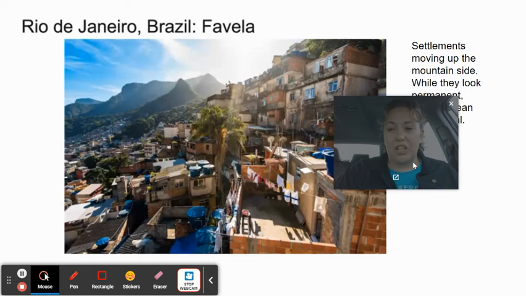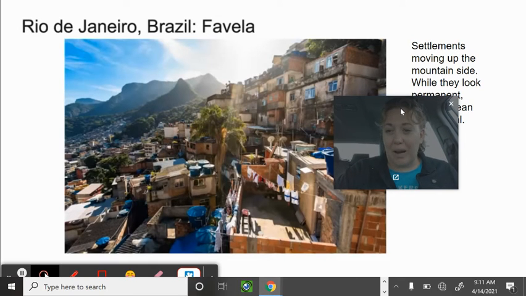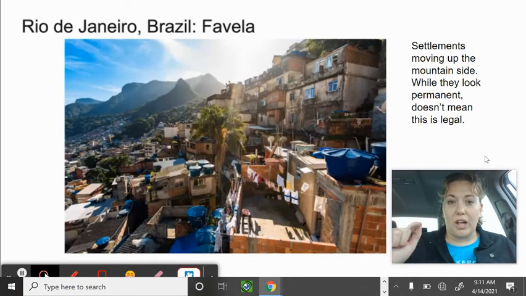Okay. Rio de Janeiro, remember we looked at the Latin American city model and we talked about the squatter settlements being on the fringe of the city. These are illegal, even though these ones, for example, look like permanent structures, they actually have no legal claim to living there. And technically the government could come in and displace them.